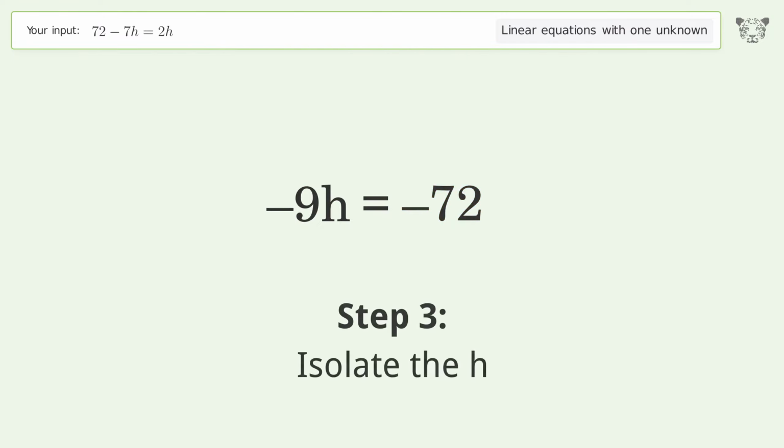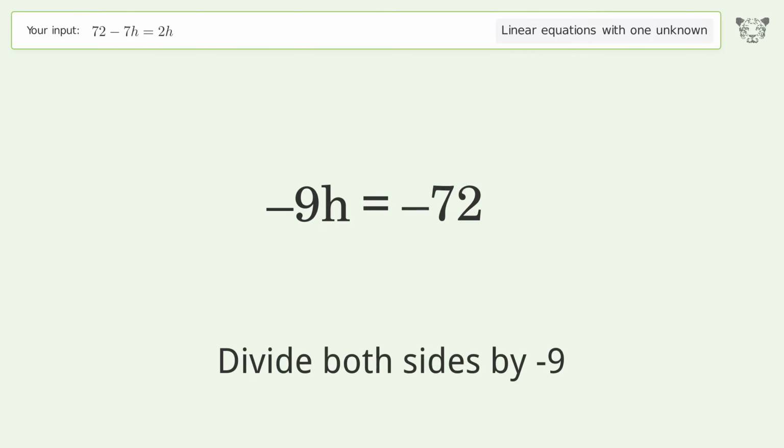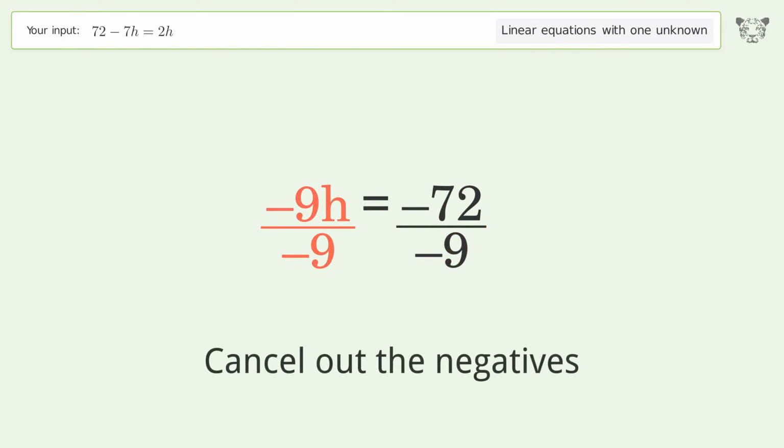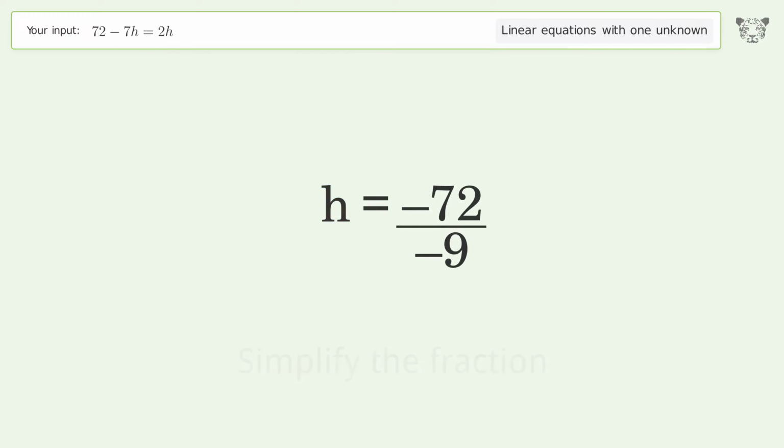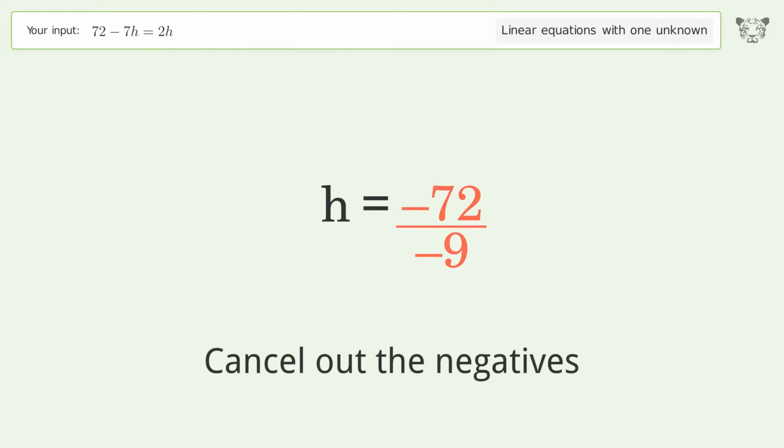Isolate the h. Divide both sides by -9. Cancel out the negatives. Simplify the fraction. Cancel out the negatives.